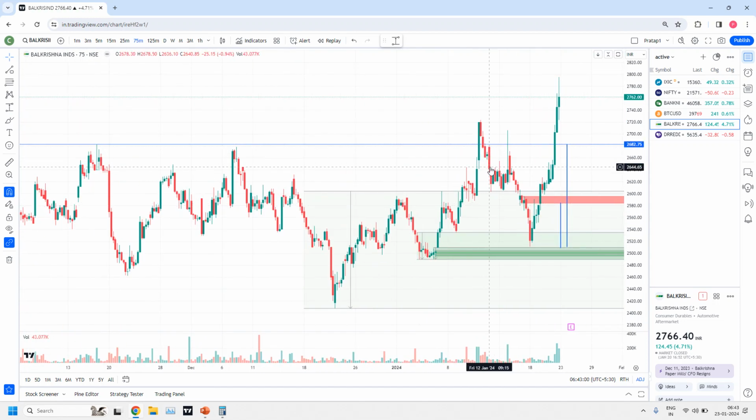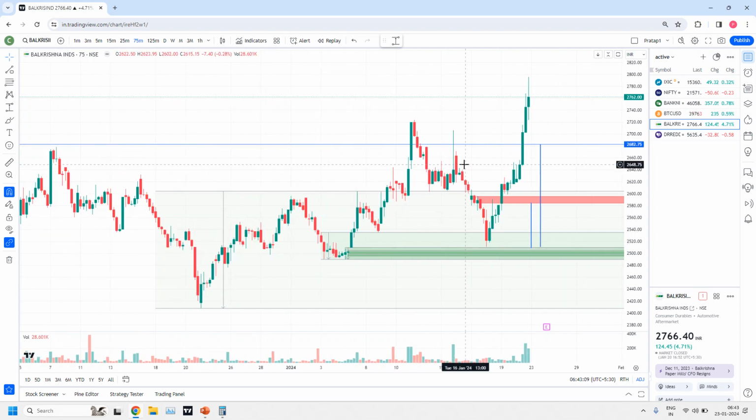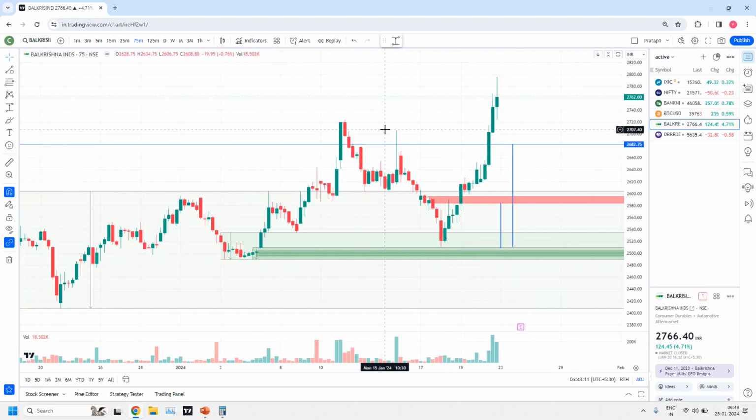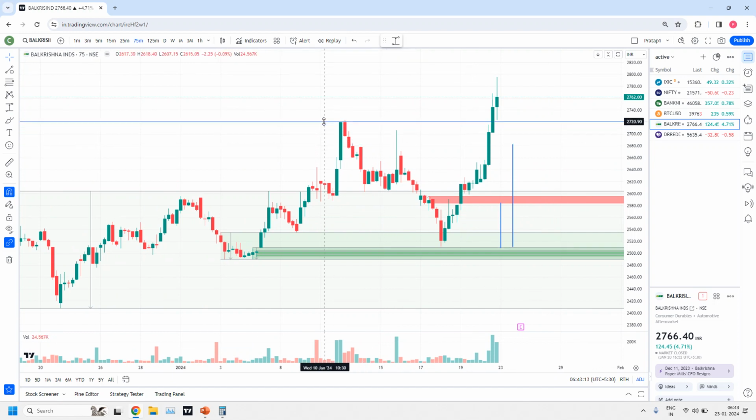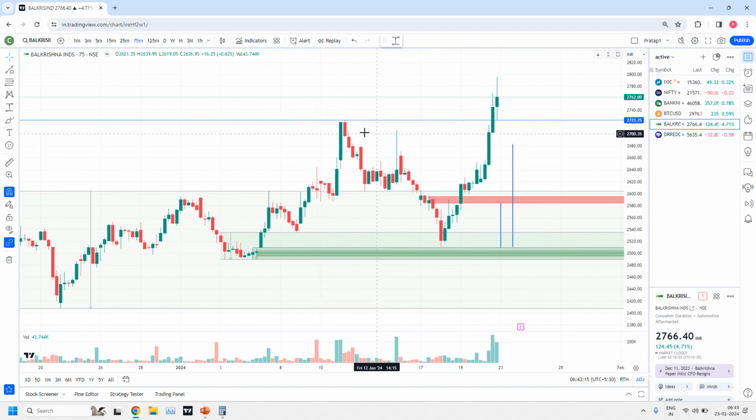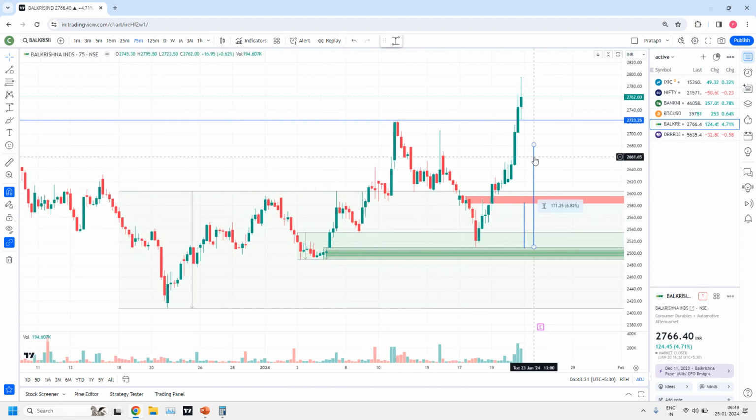Have we marked our all-time high in a wrong way? This is supposed to be the all-time high. This is supposed to be before prices are entering. This one was the all-time high. So that means our target should have been this.